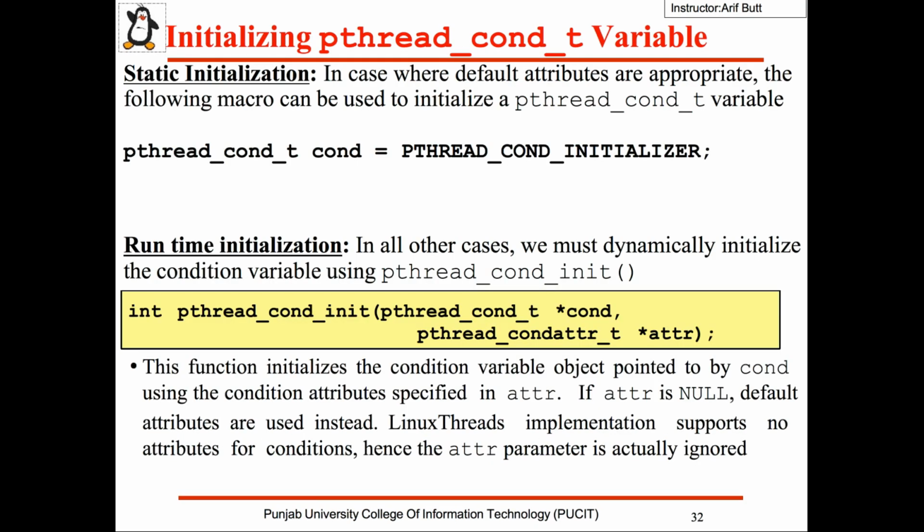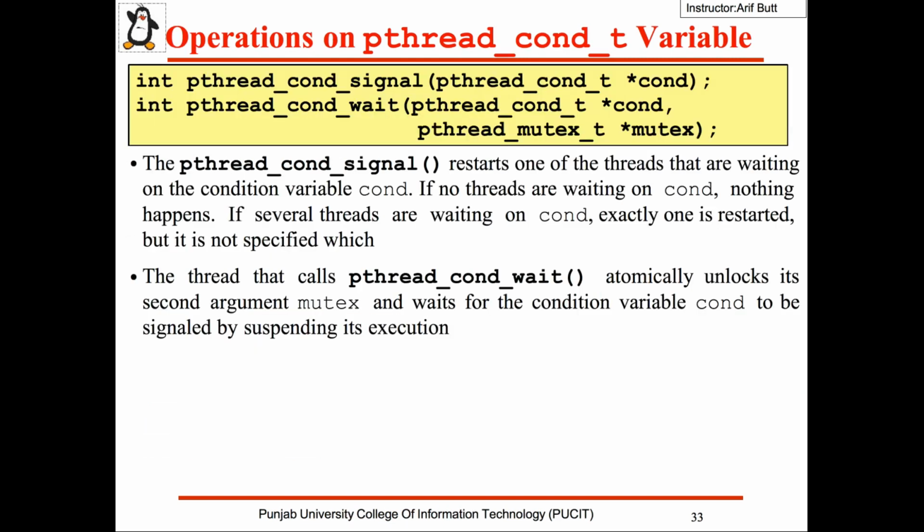Okay, dear students, the way we can create a mutex variable, similarly we can create a condition variable as well, and can initialize it statically or dynamically by calling the pthread condition init function. Once we have created and initialized the condition variable, later we can use the wait and signal operations on that condition variable as per our logic. You can see the man page of wait and signal calls for details.